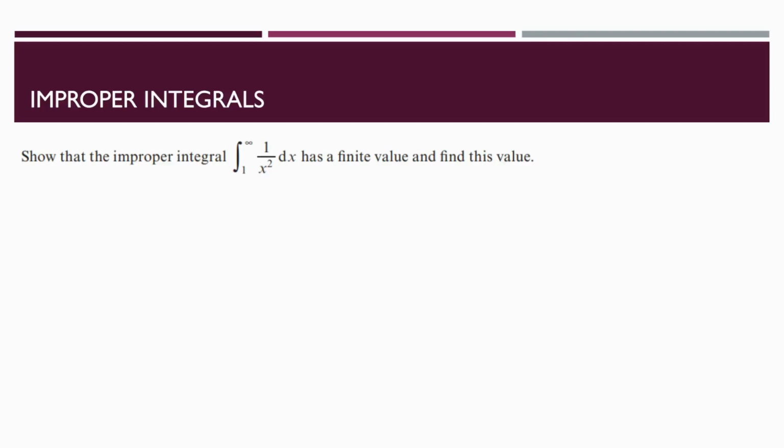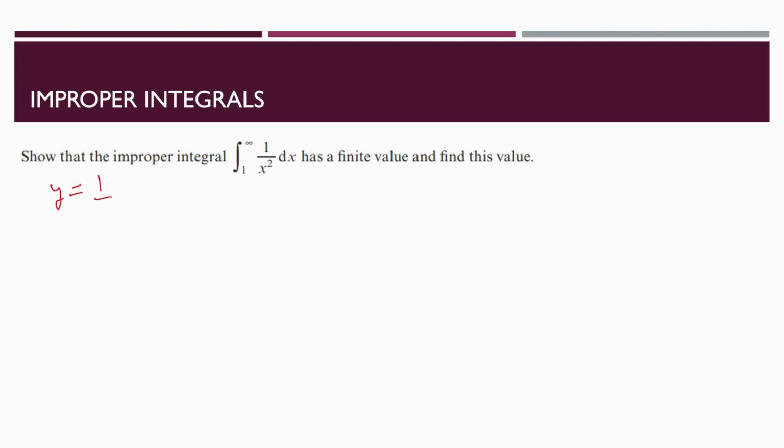Alright, so here we have another type of integral called improper integrals. So these are just basically integrals which have infinity as one of their limits. There is nothing different in these type of questions. You just have to apply what you already know. So in the question they have given you, show that the improper integral of 1 over x squared dx has a finite value and find this value, and they've given you the limit.